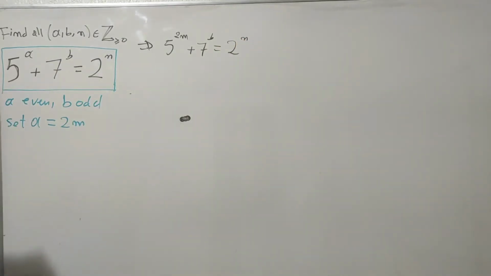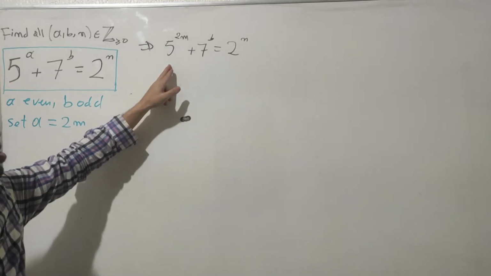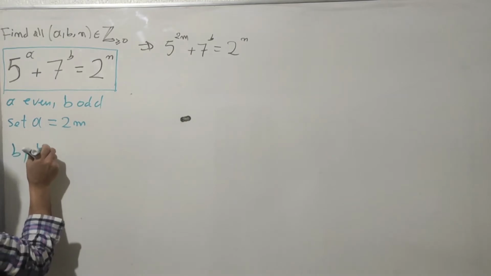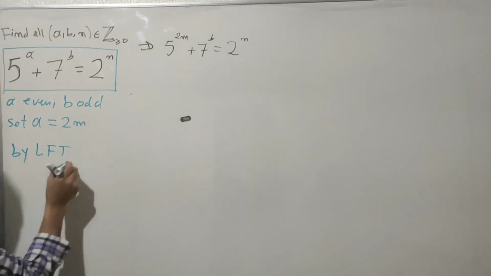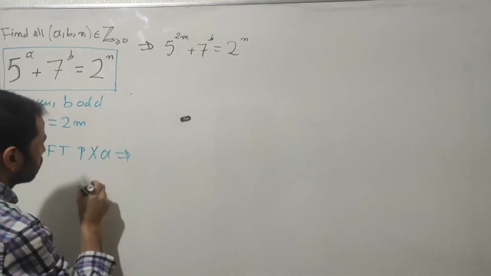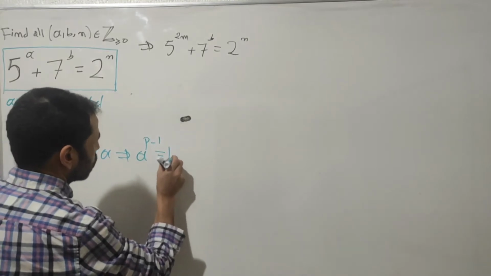Let's use a nice trick here. We are going to apply the Euler-Fermat theorem on this one. By the Euler-Fermat theorem, if p does not divide a, this implies a to the p minus 1 is congruent to 1 mod p.